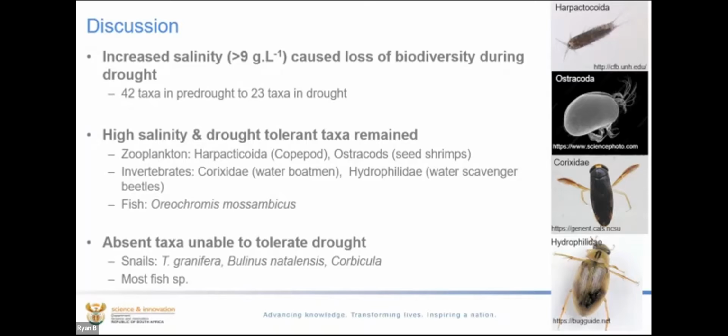Taxa that were absent during this time included the mollusks Bolinus and Corbicula and the highly invasive snail species Tarebia granifera. Interestingly, this particular snail species has been found in saline and estuarine conditions, but it would appear that even this species was unable to cope with the salinity of Lake Inyamiti during the drought. All other fish species known to occur in Lake Inyamiti, including tigerfish, sharp-toothed catfish, and many of the barbs, were also absent during the drought because of their inability to tolerate the high salinity levels.